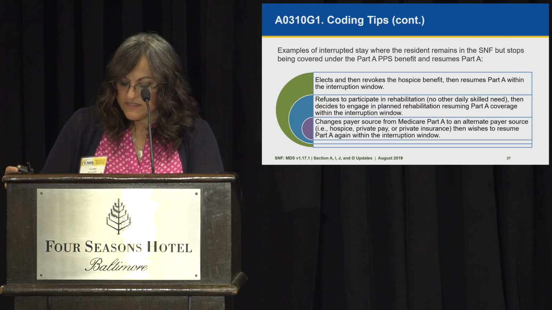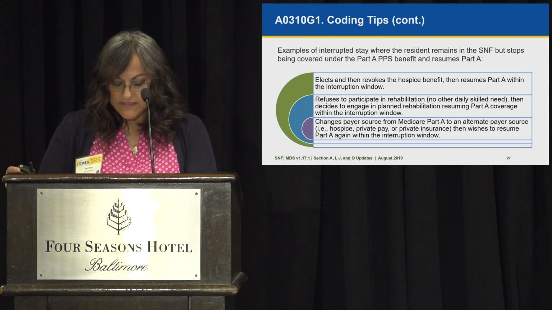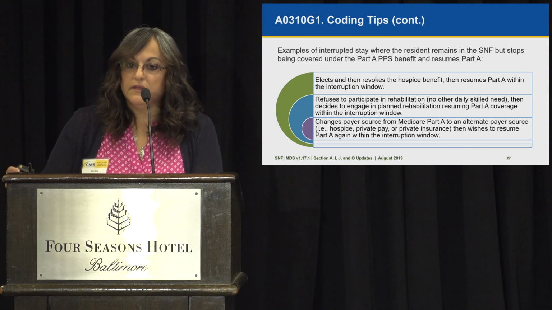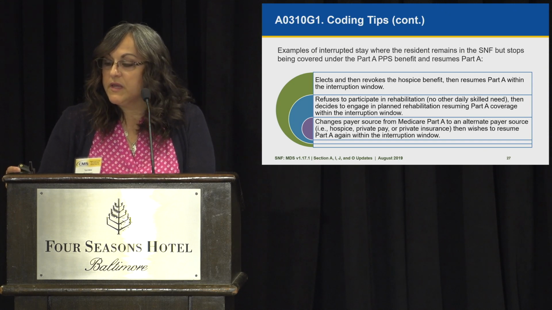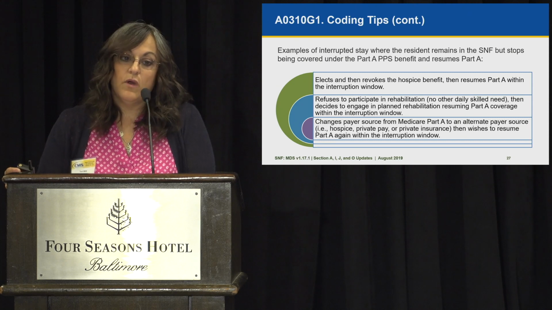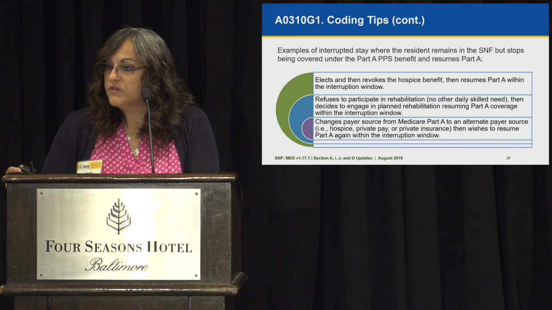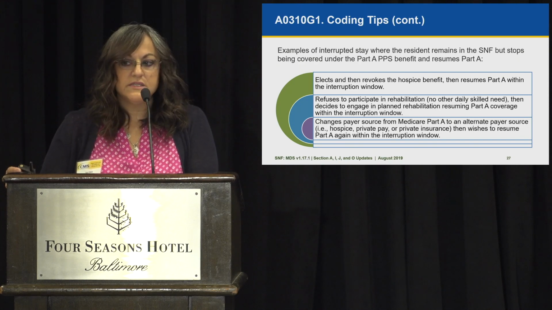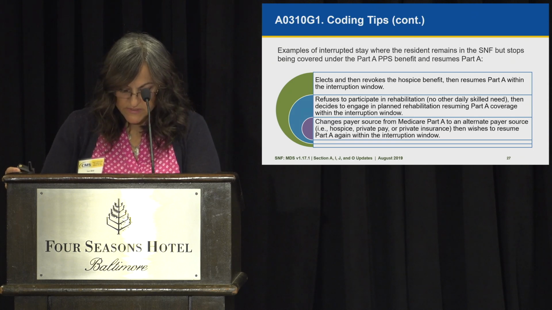On this slide, we see some examples of situations where a resident remains in the facility, but the Part A stay stops being covered under the PPS benefit. These situations could include the election and revocation of the hospice benefit, refusal to participate in rehabilitation, and there's no other daily skilled need. The resident's payer source changes from Medicare Part A to another payer source like Part C or private pay, private insurance, hospice.